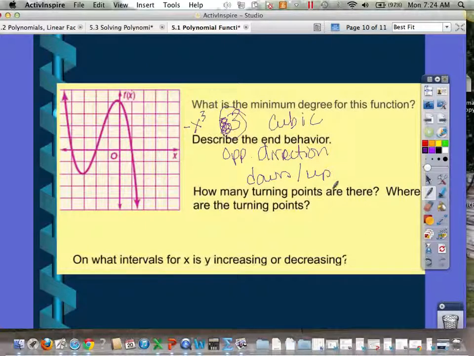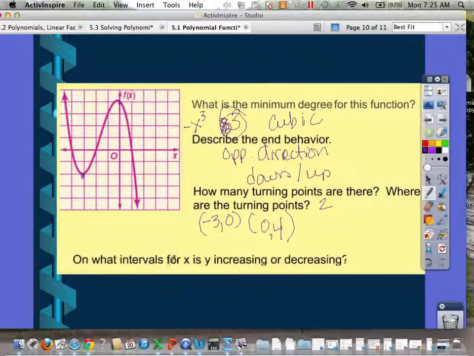All right, how many turning points are there? There's one right here and one right here. That's where it changes the slope. There are 2. And what are they? That's at negative 3, 0, and at 0, 4. Okay, those are your turning points.